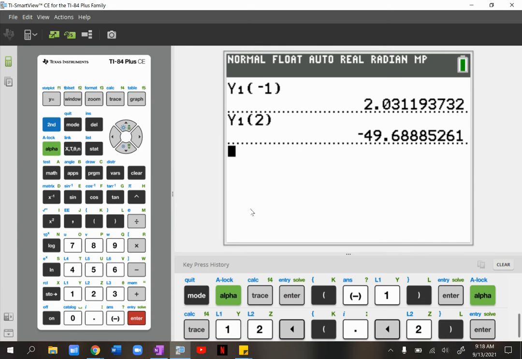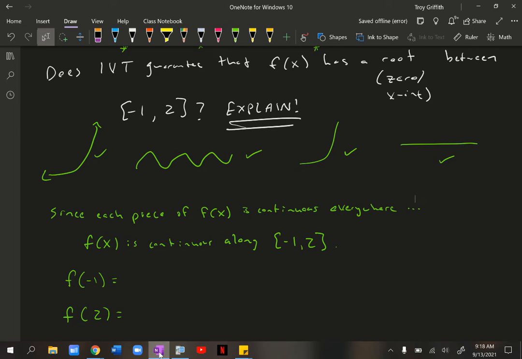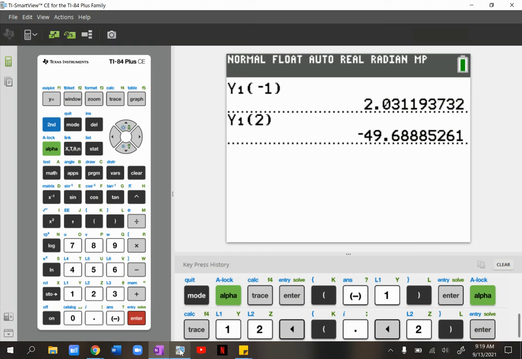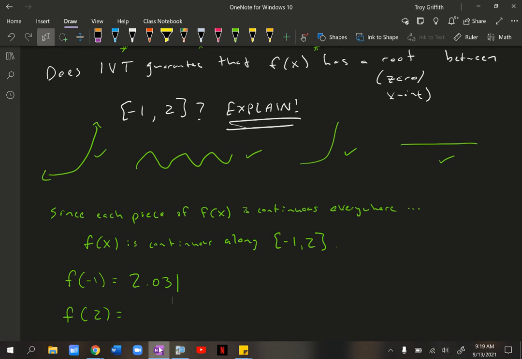Okay, so let's go ahead and write these down. So we'll round to 3 decimal places. That's what the AP test requires. So y of -1 is 2.031, and f of 2 is negative 49.689. Okay, so I've gone ahead and looked at these values, and what we can say here is, hey, it looks like we started above 0 and we finished below 0.